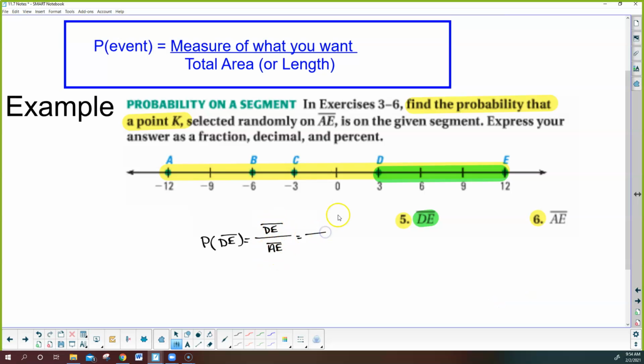And then we just have to count or creatively find this. You can notice every length is 3, but a quick way of finding the length of DE is take the larger point minus the smaller point. 12 minus 3 tells me there's a total length of 9. And then to find the length of A to E, that's taking the large one minus the small one. So 12 minus negative 12 is 24.